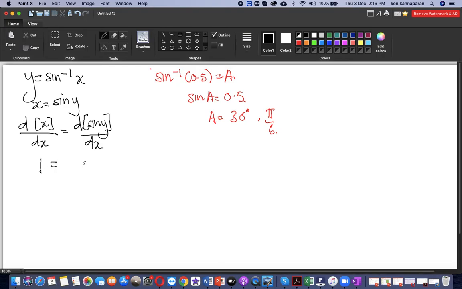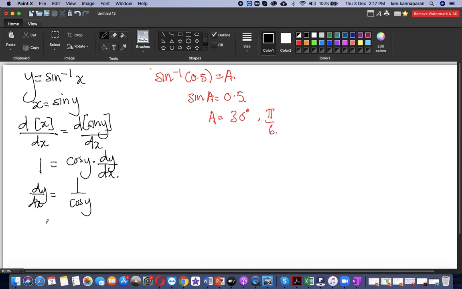this will give me 1 equals cos y, since differentiating sine is cos y, and every time I differentiate y from implicit differentiation, we know that we have to multiply by dy dx, because we are not differentiating in terms of x, we are differentiating in terms of y. Remember, y is what I'm differentiating with. So when I have this, then dy over dx equals 1 over cos y.